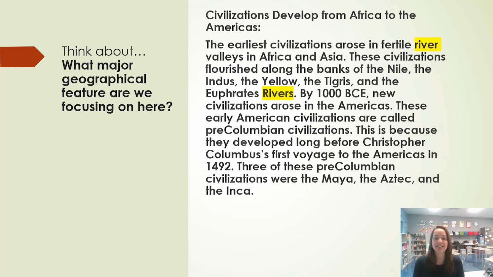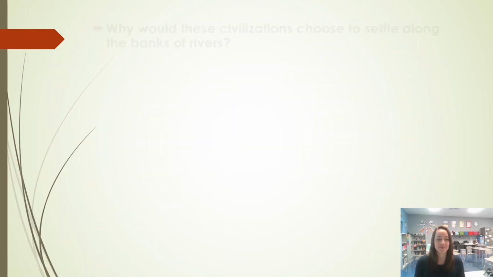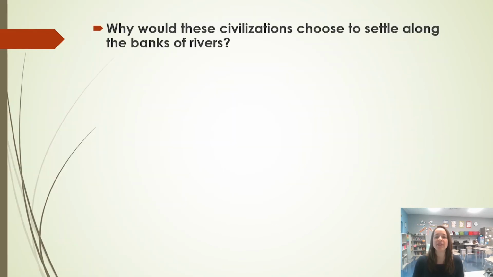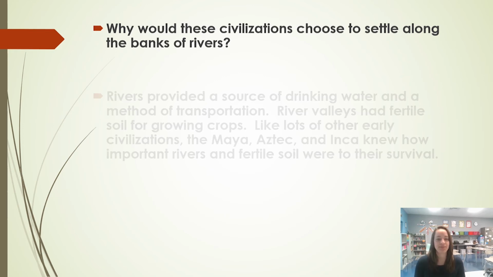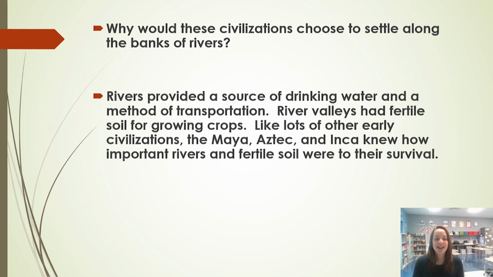As you can see in the text, the answer is rivers. Why do you think these civilizations chose to settle along the banks of rivers? Think about how rivers can be helpful to us in everyday life. Good. Rivers provided a source of drinking water and a method of transportation. River valleys had fertile soil for growing crops.